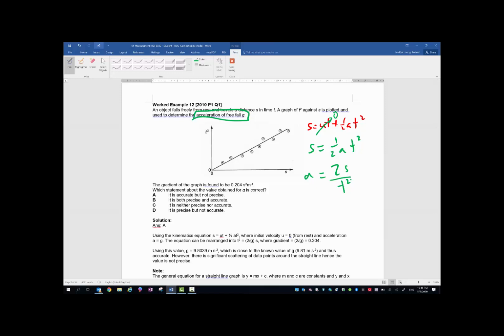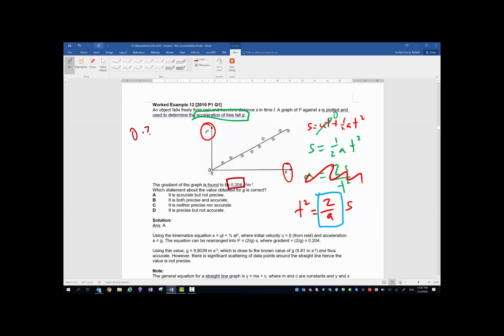Okay, but what I have is a t squared versus s graph. So let's not do it this way. It's a t squared versus s graph. So let's rearrange this equation. I will have t squared equals 2 over a times s. So the gradient will be equal to 2 over a. So if you look at this, the question says that the gradient is 0.204.